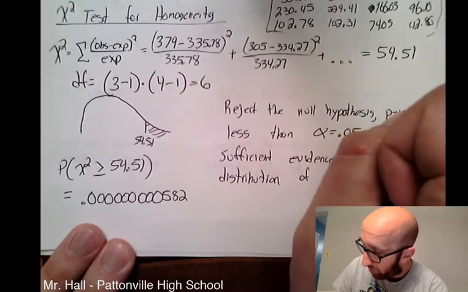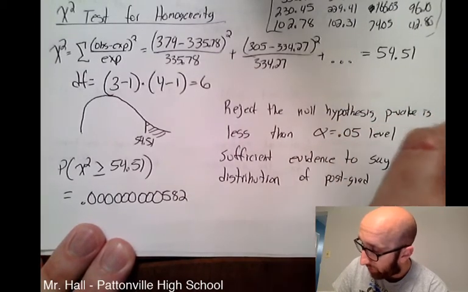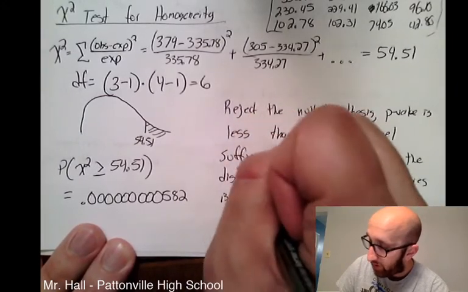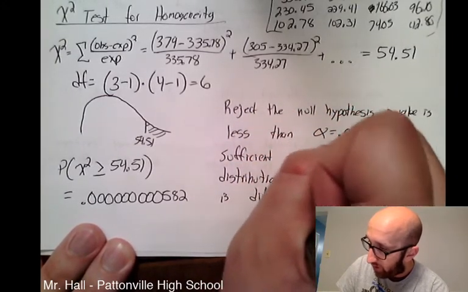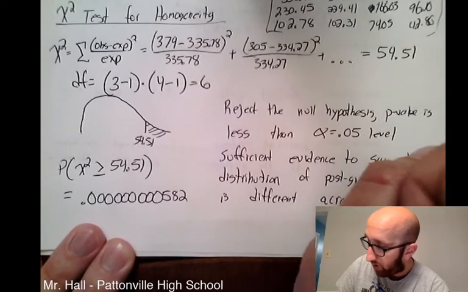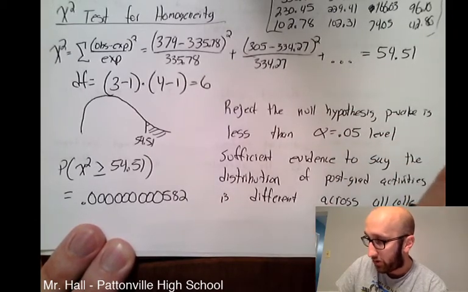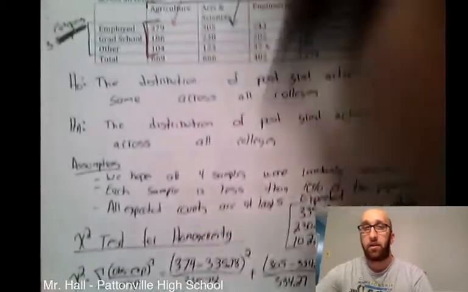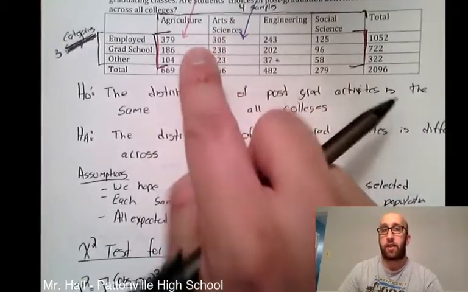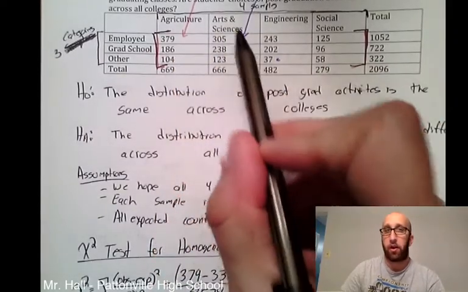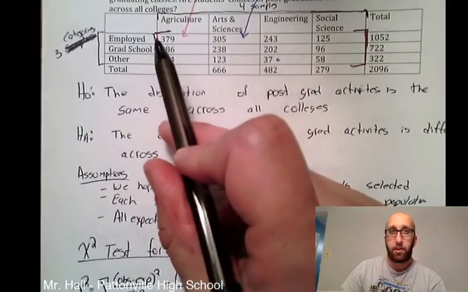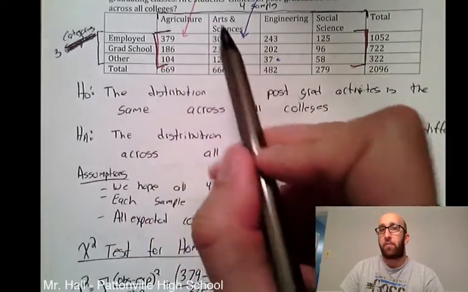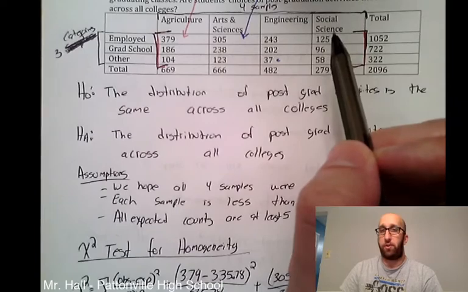of post-grad activities is different across all colleges. So essentially, what does that mean? It means, agriculture kids, they kind of are doing one thing, employed, grad school or other. Arts and sciences, they're doing their thing, employed, grad school and other. What it's saying and what we proved here is not all four of these colleges are doing the exact same thing.